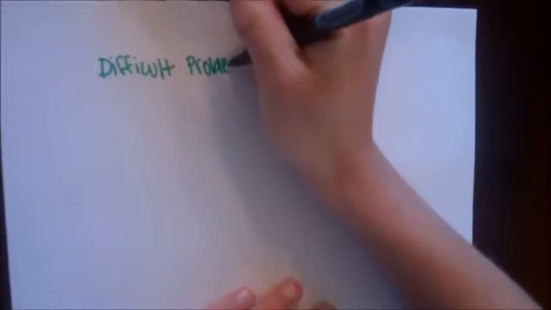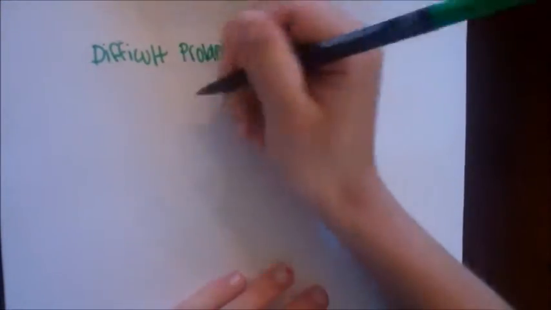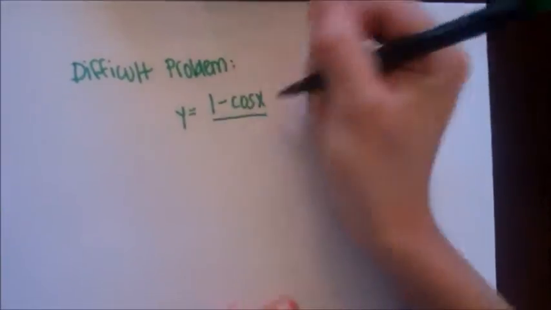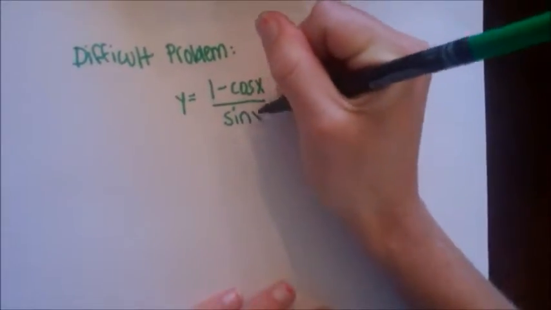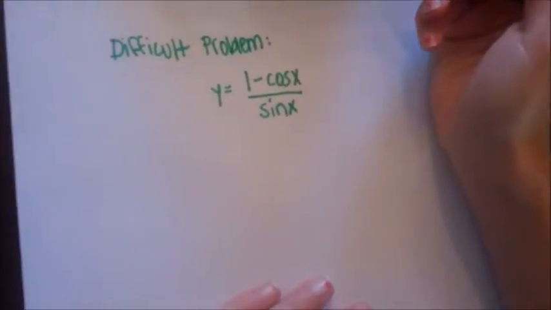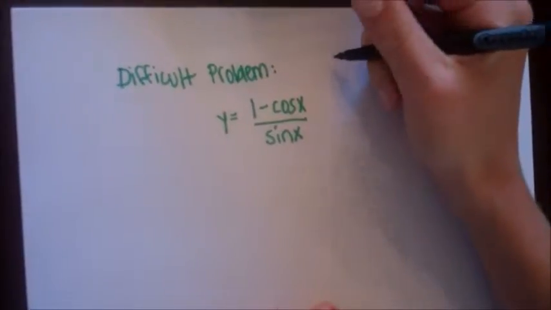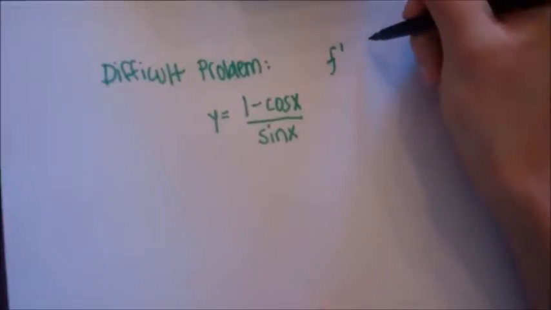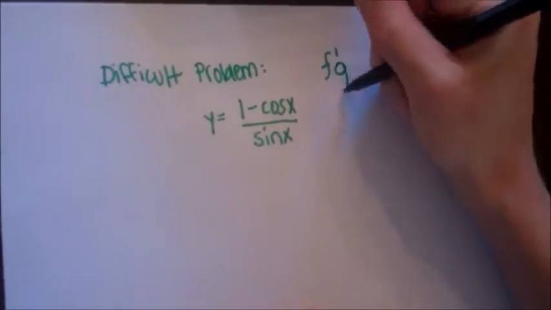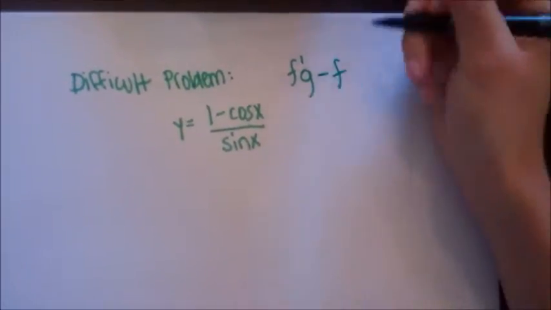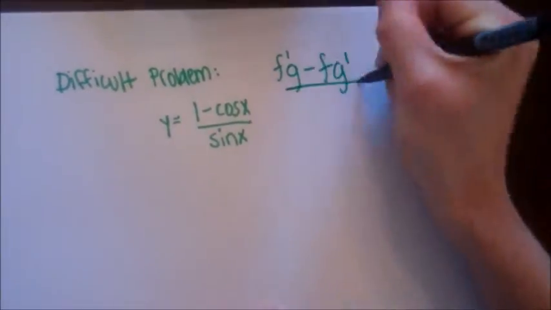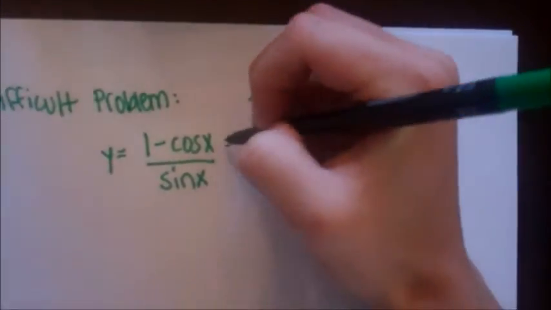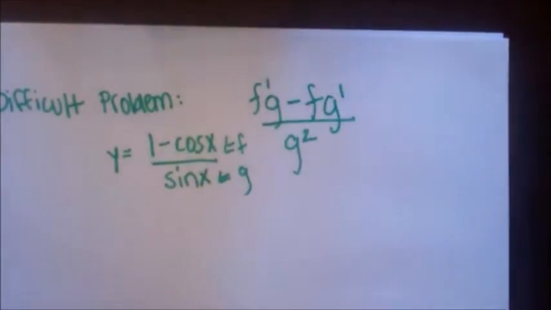Alright, the function that we will be taking the derivative of is y equals 1 minus cosine x over sine x. To solve this problem, we're going to need to know what the quotient rule is. The quotient rule is you take the derivative of the first function times the second function minus the first function times the derivative of the second function over the second function squared. This is f and this is g.